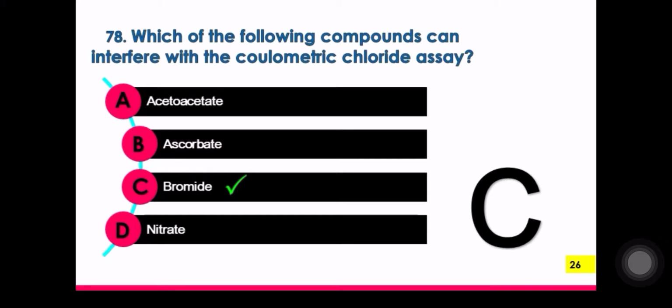Remember, chloride assays are based upon either colorimetric or chemical titration. They are subject to positive interferences from other anions or electronegative radicals. Aside from bromide, we also have cyanide and cysteine. These include other halogens. Again, bromide, cyanide, and cysteine. Our keyword is colorimetric chloride assay. For number 78, that's letter C.